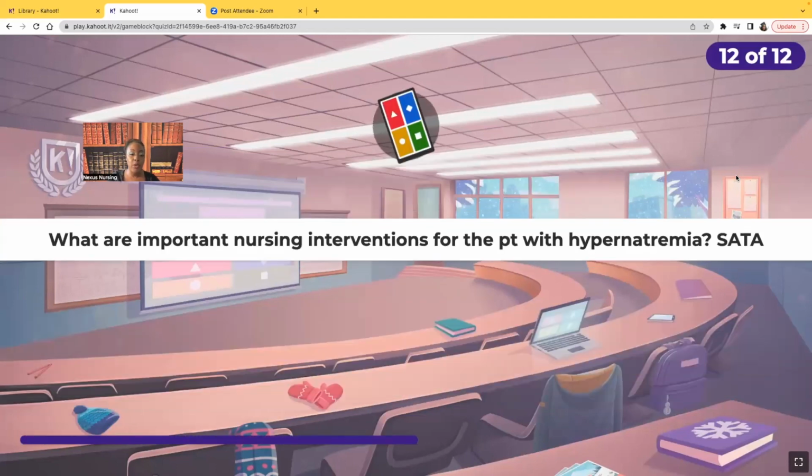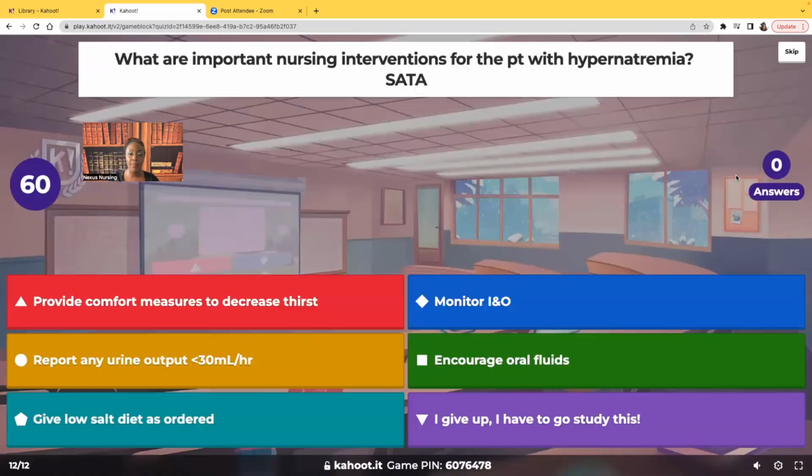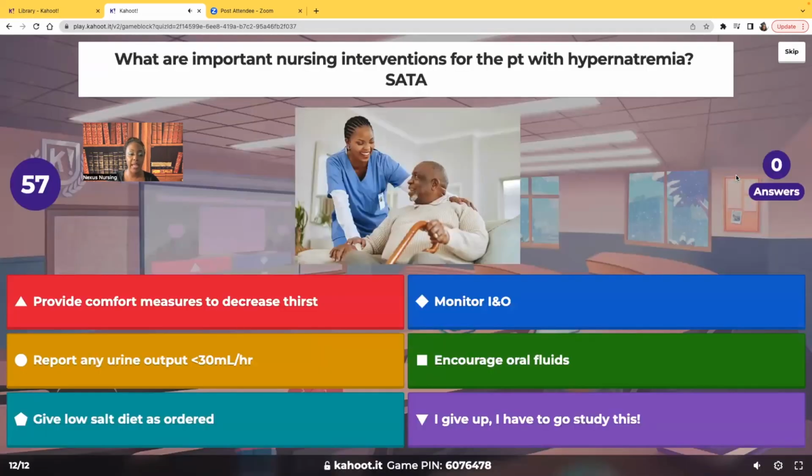What are important nursing interventions for the patient with hypernatremia? Select all that apply. Providing comfort measures to decrease thirst, monitoring their I&O, reporting any urine output less than 30 milliliters per hour, encouraging oral fluids, giving a low salt diet as ordered. I give up. I have to go study this. What do you guys think?